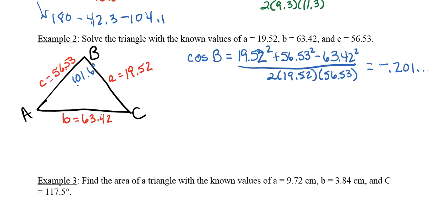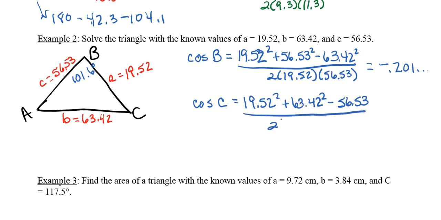Now that I know angle B, I'm going to go for the next largest one. So the next largest one would be angle C. So I'm going to do cosine of C. Since I'm looking for C, I'm going to subtract C. That'll be the one on the end. So I'm going to start with A, and then I'm going to move to B. This time I'm subtracting C, and I'm dividing by 2 times A times B. So it's very similar. We really just moved one number.